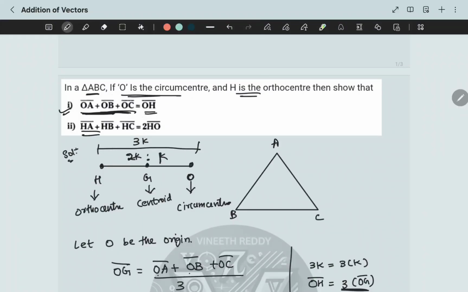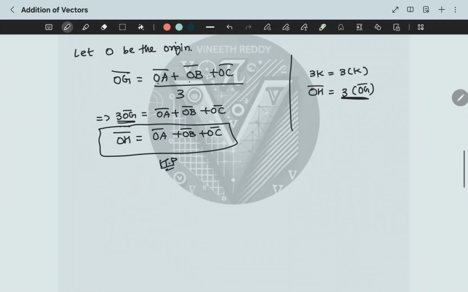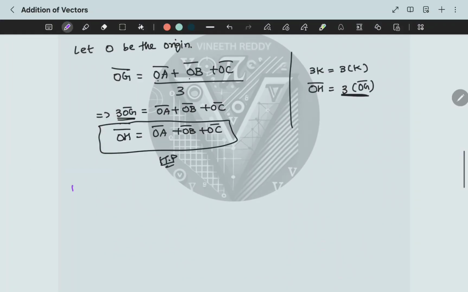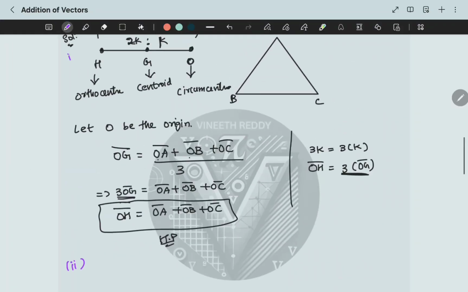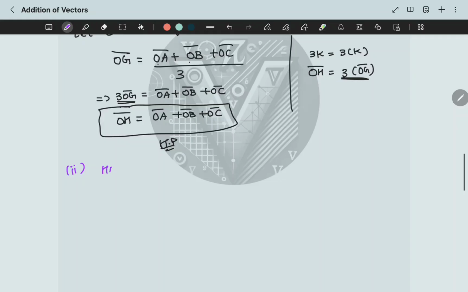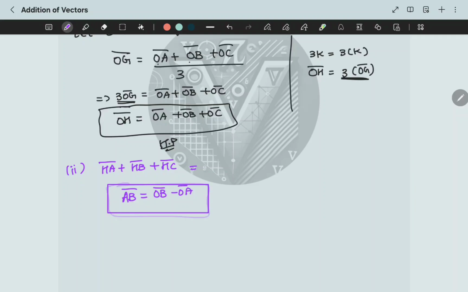Now we need to prove the second part, that is HA vector plus HB vector plus HC vector. So we will take the LHS for the second part. So this is the first part. Next part, we will write HA vector plus HB vector plus HC vector. Now in vectors, you remember one thing: AB vector can be written as OB vector minus OA vector, right? We can write this, right? So with respect to that, HA vector can be written as OA vector minus OH vector.